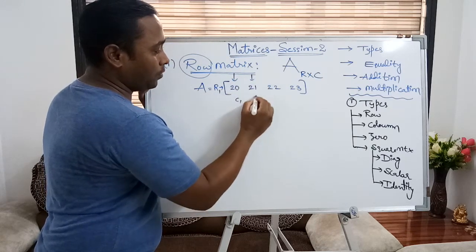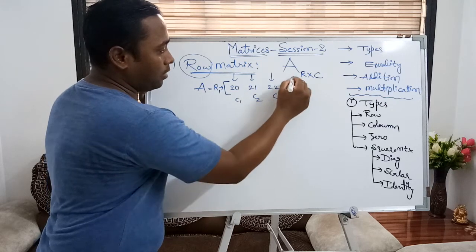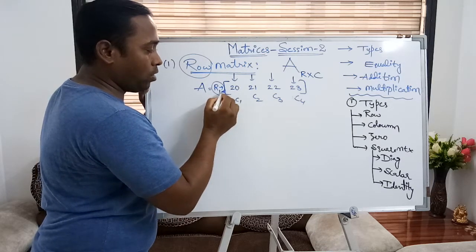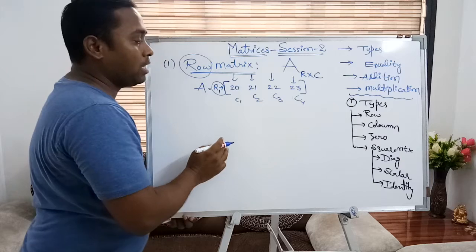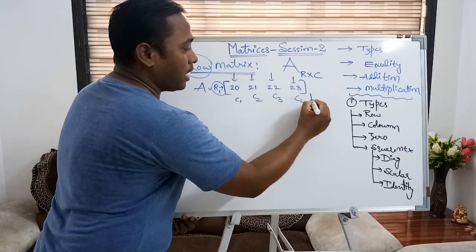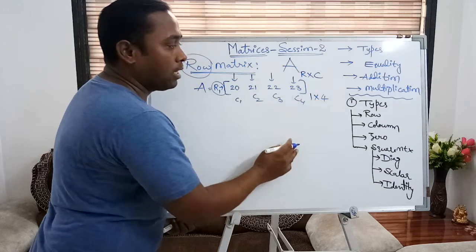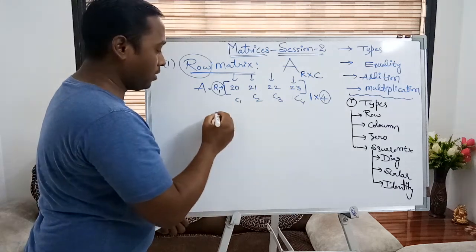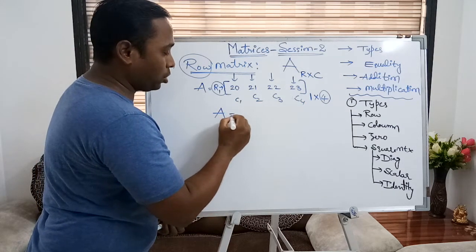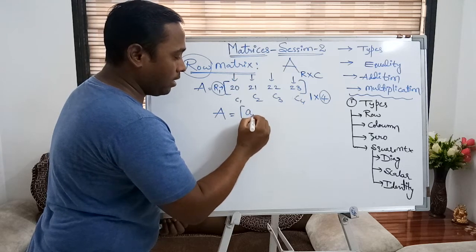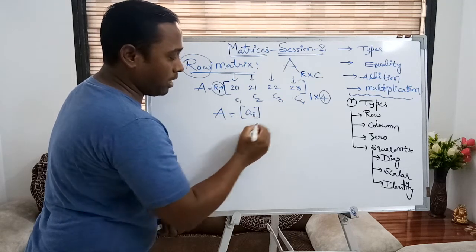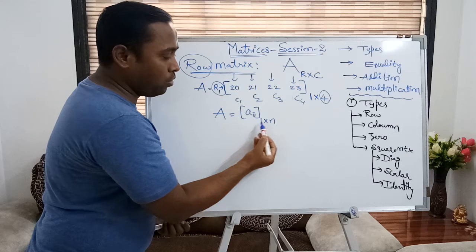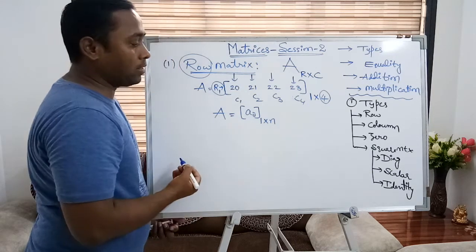And how many columns do we have? C1, C2, C3, C4. So if any matrix has one row, irrespective of the number of columns, then the order of this matrix is always written as 1 by 4 here. It means the row count will be 1, and the column count may be any number. The symbolic notation of a row matrix, with a_ij as the elements of the matrix, is always written as 1 by n. 1 by n means one row and n columns. Simple, it's a row matrix.